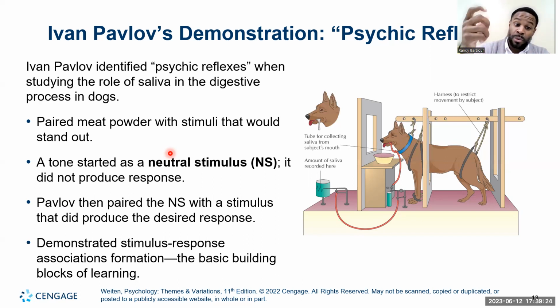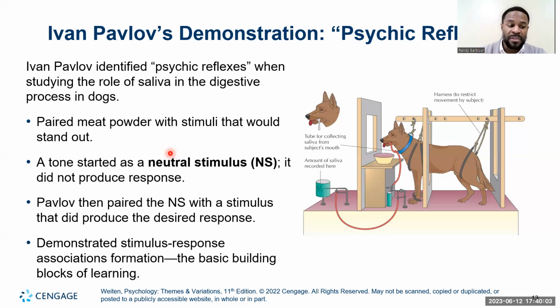And so a tone started out as a neutral stimulus in this experiment. So then he paired it with the meat powder, right? Every time they would bring in the meat powder, they would sound a tone. They would sound the tone, show the meat powder, sound the tone, show the meat powder. They would pair the tone with the meat powder, and with each subsequent tone and meat powder, the dog would still evoke that same response. So Pavlov paired that neutral stimulus with a stimulus that produced the desired response. This desired response was the salivation of the dog's mouth.